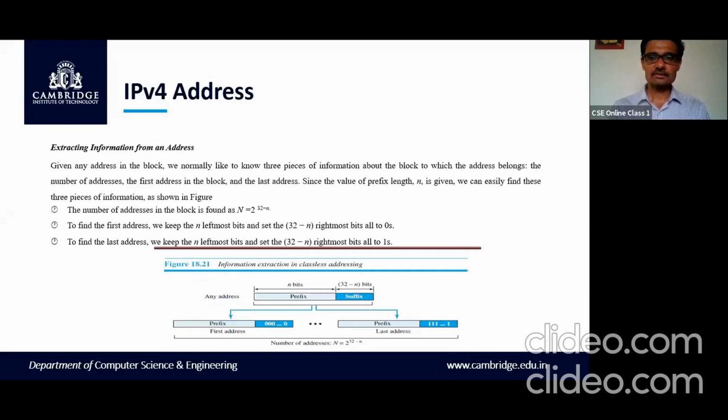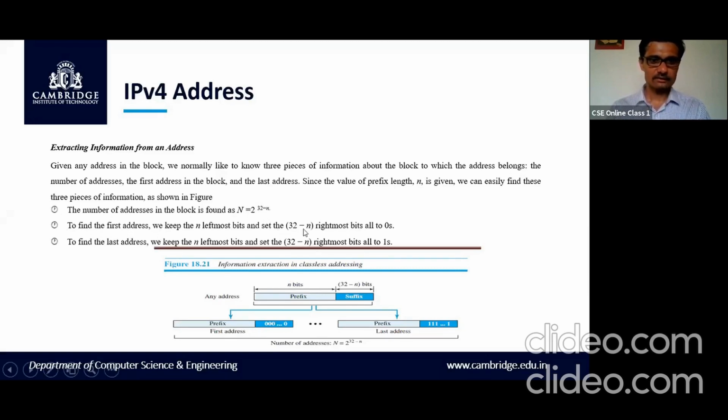In a classful scheme it is very easy because we know the length of the prefix in every class. But here it is not known. So we have to use some method here. Some kind of procedure is used to identify the first address, last address, and the total number of addresses. The total number of addresses in the block or in an organization can be found like this: 2 to the power of 32 minus n. What is n? n is the number of bits in the prefix field.